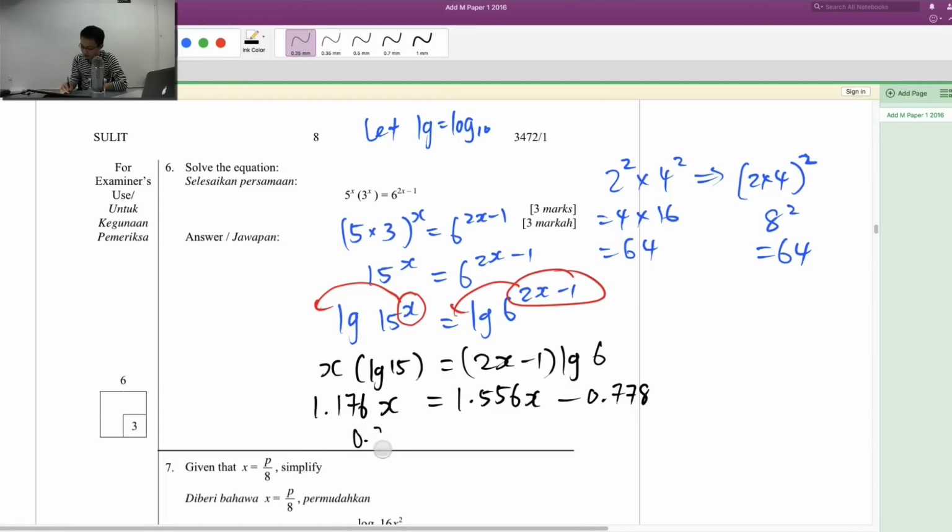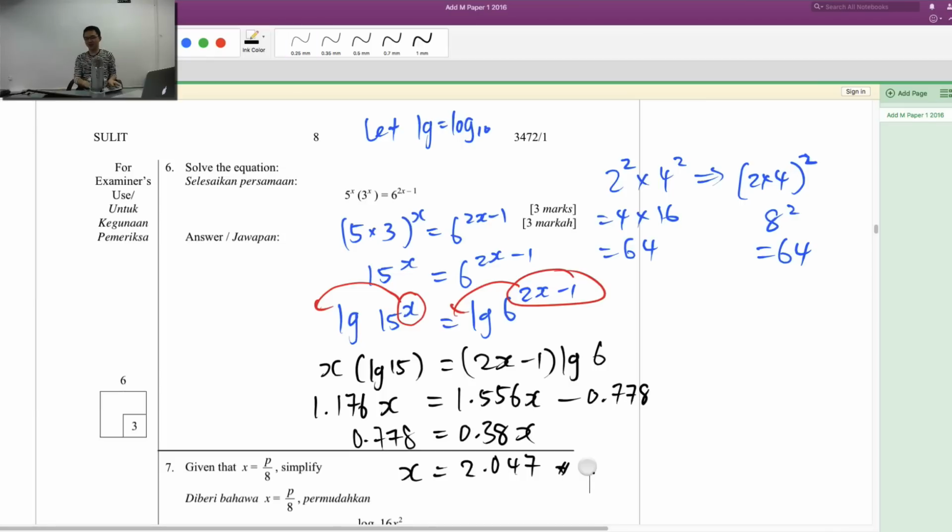Alright, so then x and x I will join together. So this is 0.778, I will move here. So this one I will use 1.556 minus 1.176, so I will get 0.38x. So x is just this number 0.778 divided by 0.38. So you will get the answer 2.047.